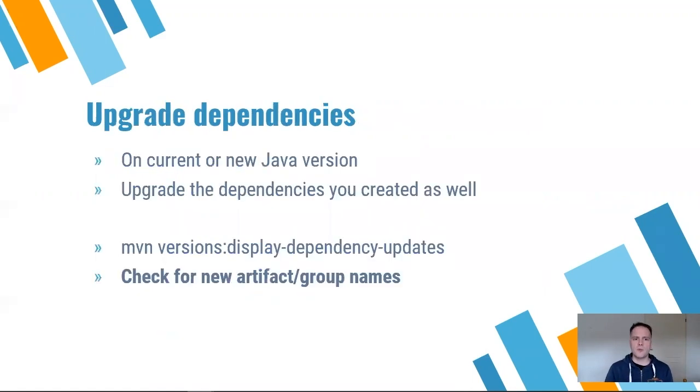And the next step is to basically upgrade the dependencies of our application. We can already do that on the current version of Java, which we're using now, and simply upgrade all the dependencies, check if the application still works, and then upgrade the Java version. Make sure you also upgrade the dependencies that you created yourself. And keep in mind that if you upgrade your dependencies, sometimes they have new names. So if you have a dependency and you update it to the latest version, but it's still a couple of years old, it might be good to check if there is another dependency available with the same functionality.